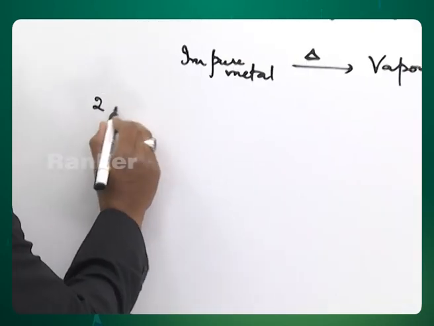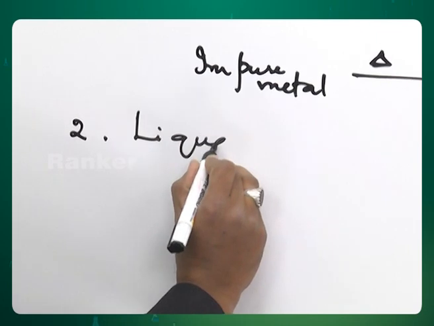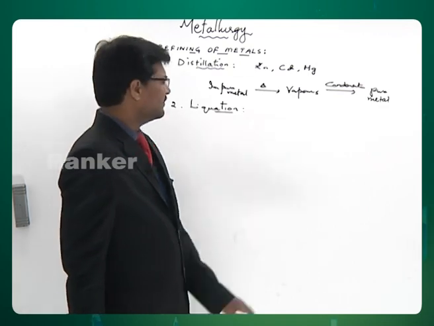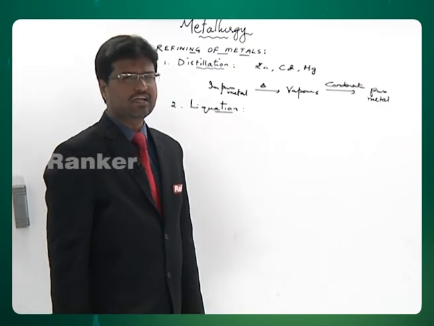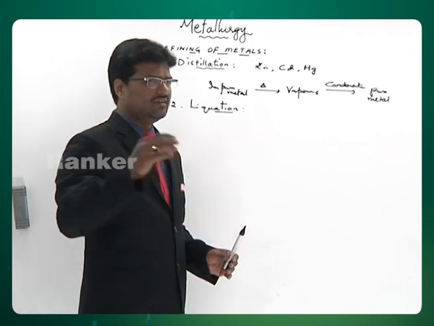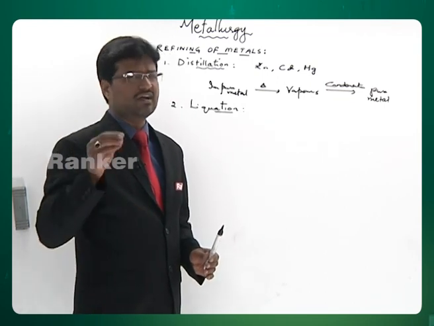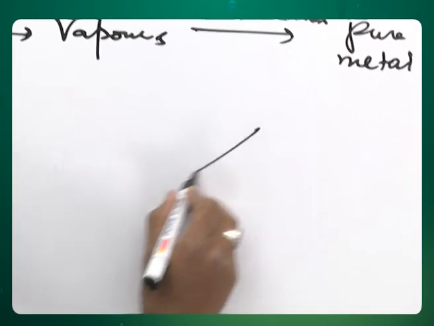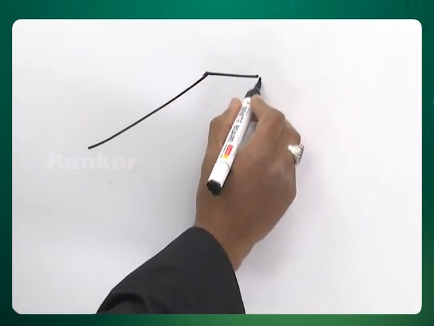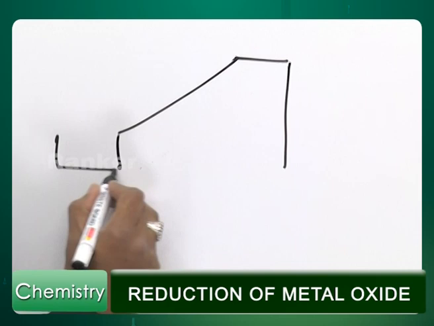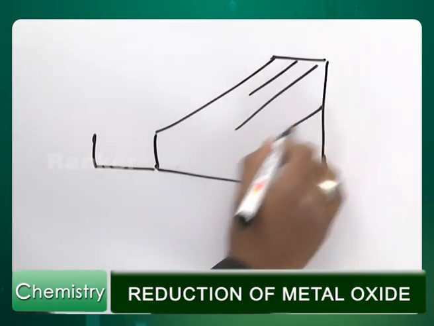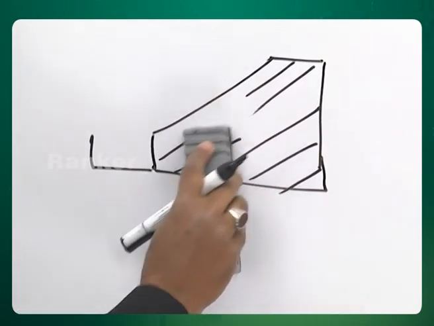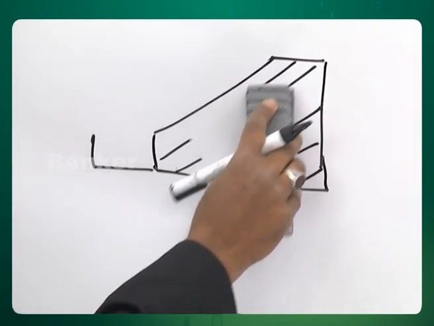The next method we are going to discuss is liquation. In this method, we transform the metal into a liquid. The liquid flows down and the non-volatile impurities or high melting impurities are left behind. Look at the method. You keep the metal on a sloping surface. This is where you have heating.